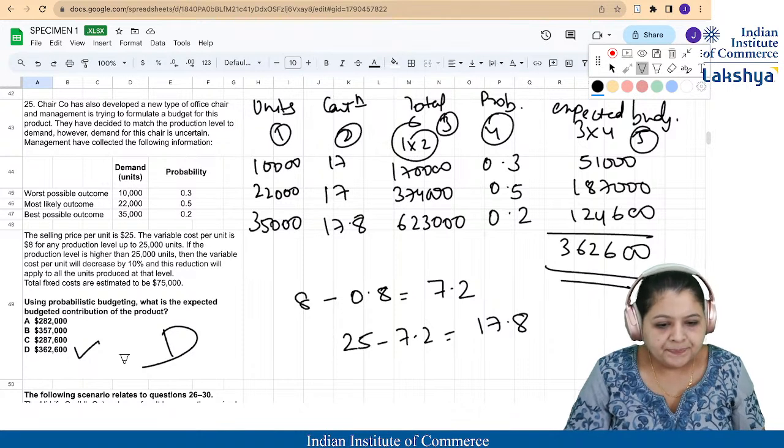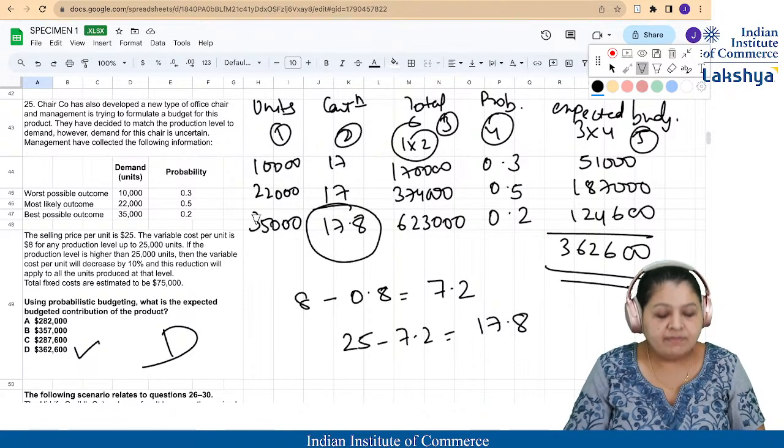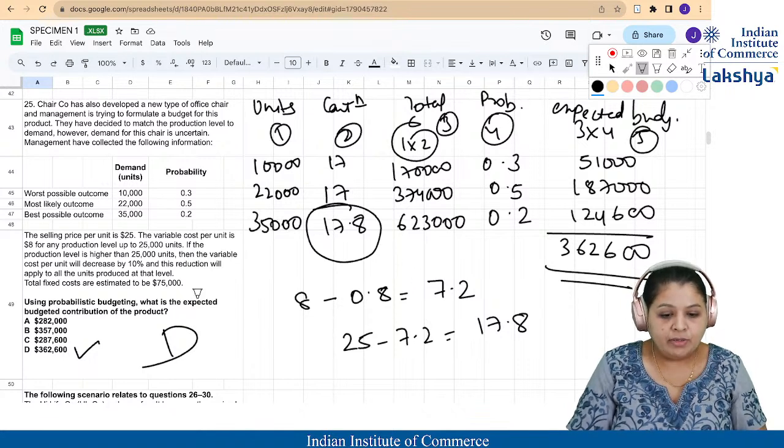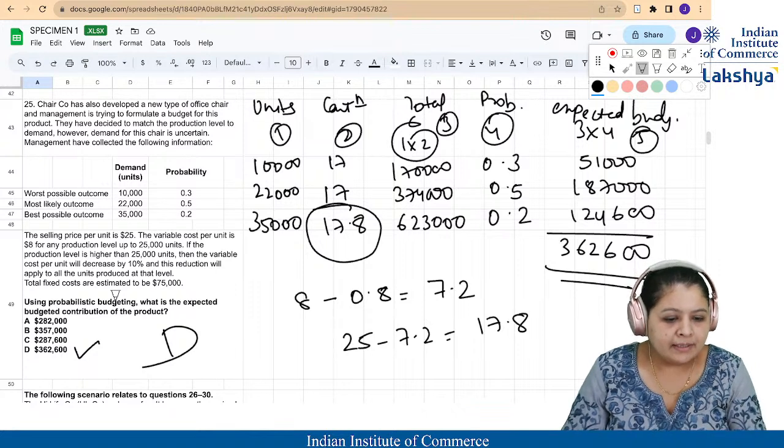Bob's your uncle. Very simple question. You just need to make sure that you get this value correct. If you don't get this value correct, you'll not get a right answer. You will lose your 2 marks just like that.